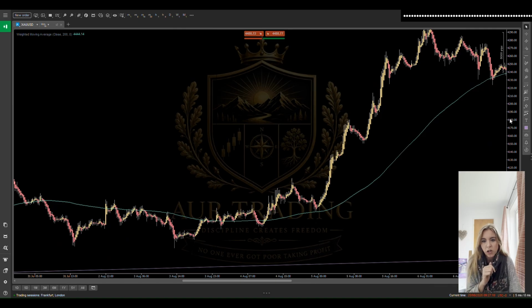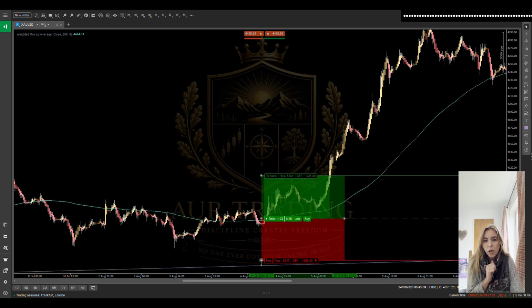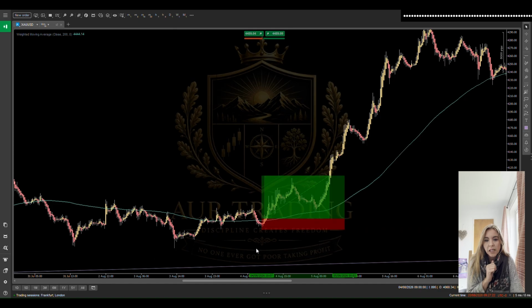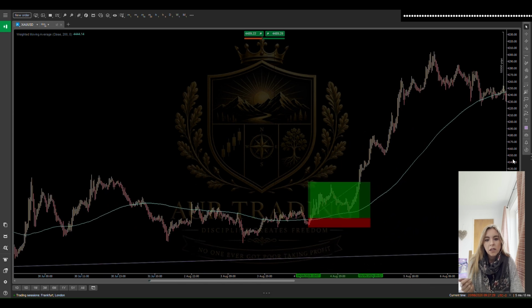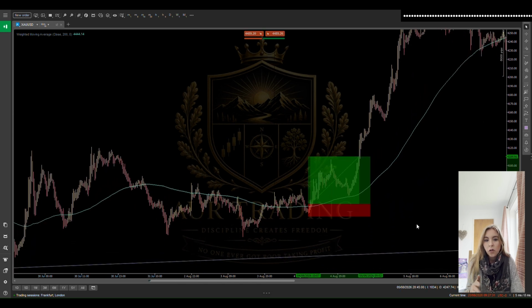So let me just show you here. It created this higher low here because it's higher than that. It broke out here, so we could enter here, put our stop loss below that one because it got pushed back up. And as you can see here, it went up. We look to the left.